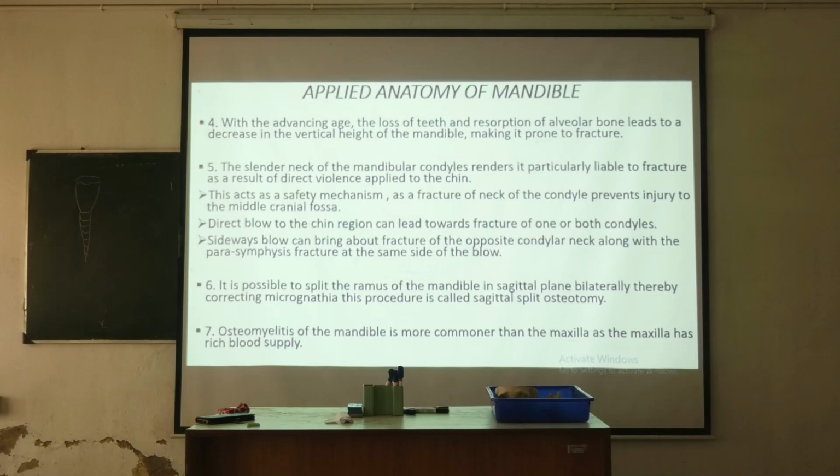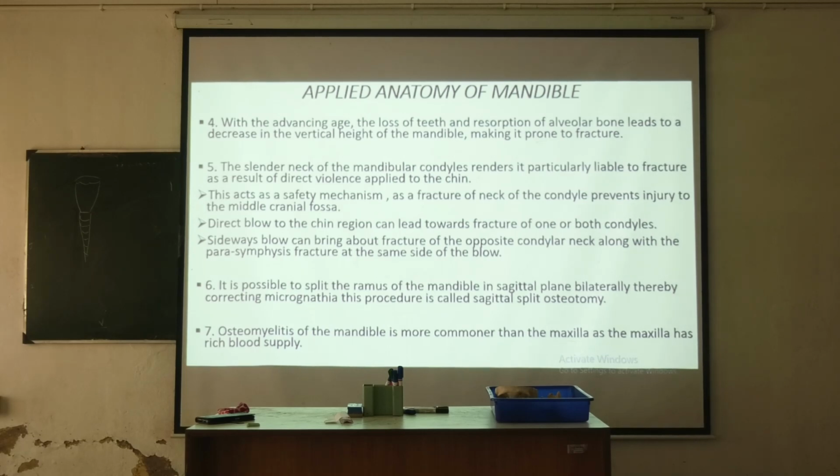A sideways blow can bring about fracture of the opposite condylar neck along with parasymphysis fracture on the same side as the blow. Okay, if the blow comes from the lateral side, there will be a fracture in the parasymphysis region and at the opposite side neck of the mandible, near the condylar process. Fracture will be on the two sides. So a sidewise blow can bring about fracture of the opposite condylar neck along with parasymphysis fracture at the same side of the bone.